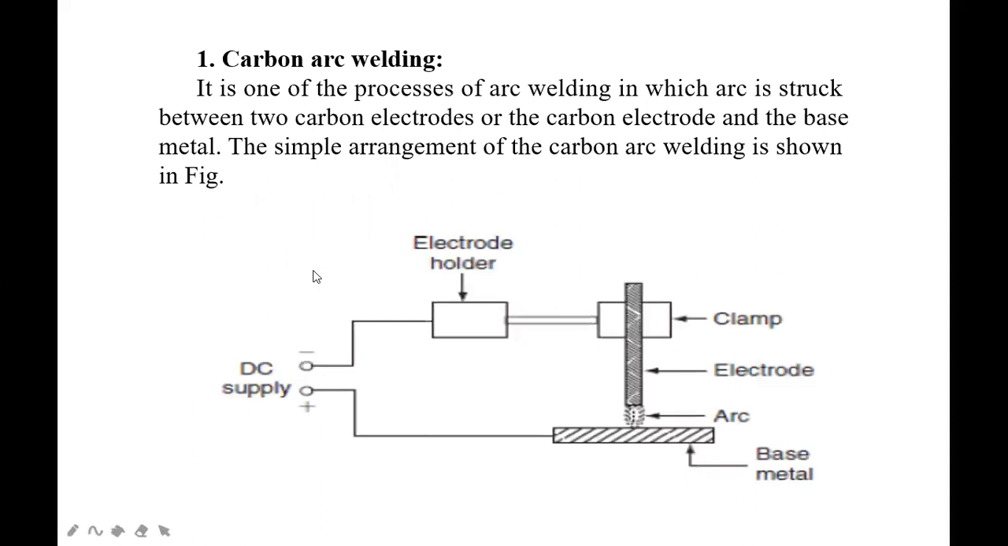Carbon arc welding is one of the processes of arc welding in which the arc is struck between two carbon electrodes, or a carbon electrode and the base metal. I mean to say that the arc is used for welding purposes.